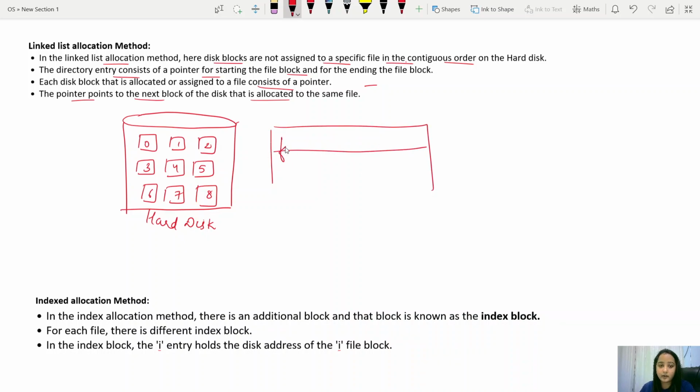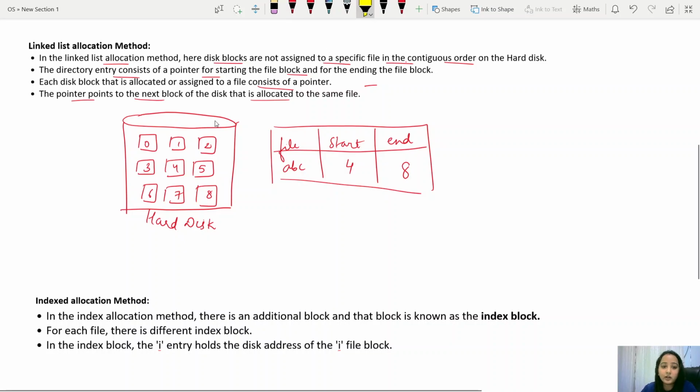The file name, then we have start, then we have end. Okay, this is the directory. So suppose I'm having the file name as ABC and starting is from 4 and ending is at 8. Okay, so what is happening here? It is given that the file name is starting at 4 and ending at 8.